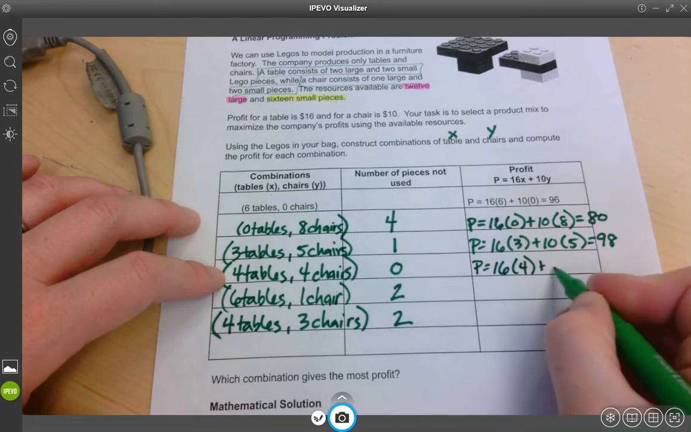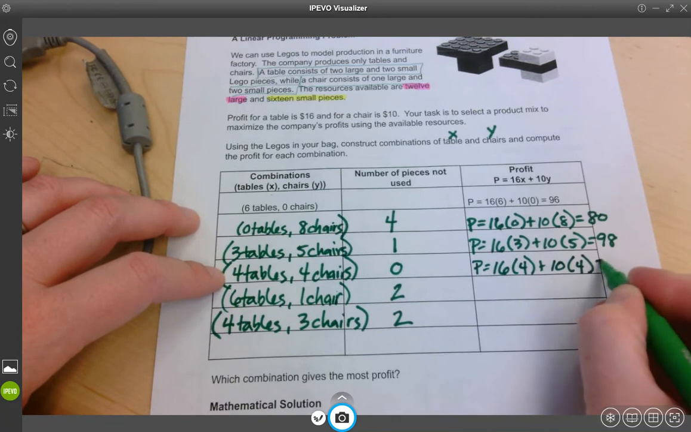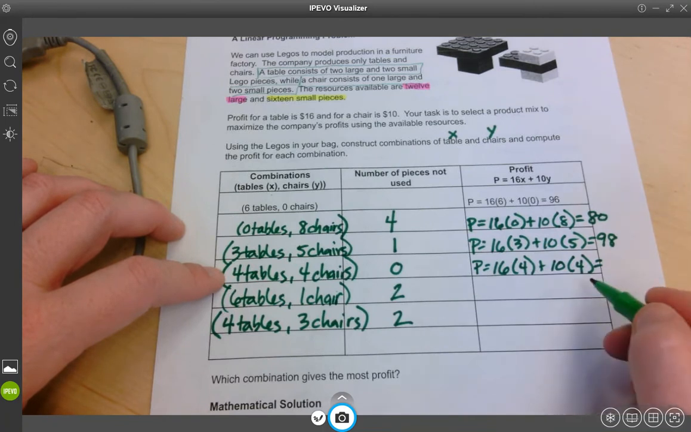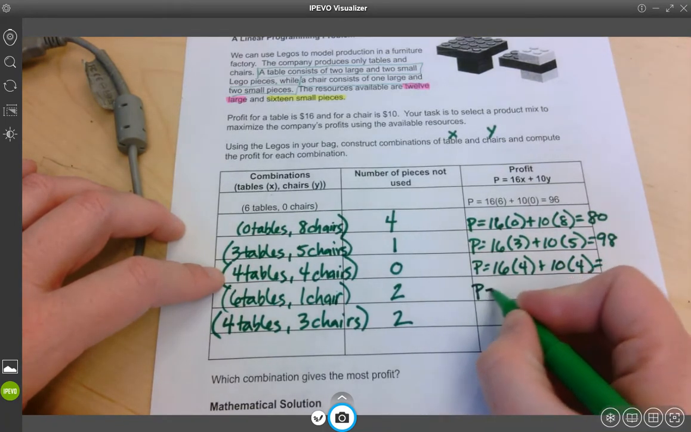16 times 4 plus 10 times 4. Did anybody do this one yet? No? Okay, go ahead and calculate that one, please. I'll come back.